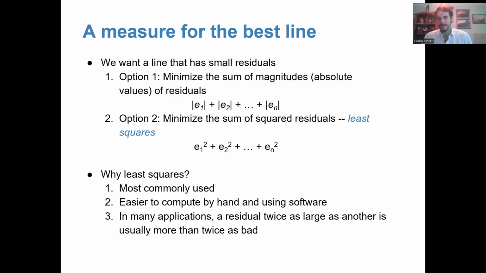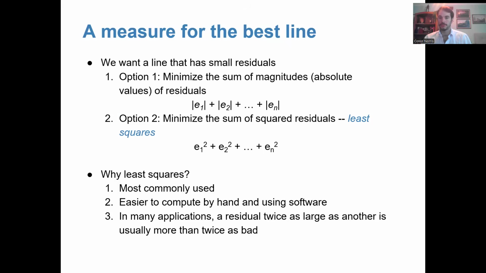When we fit a line to the data, we want one with small residuals. But how do we combine every residual into a single number? So option one is minimize the sum of the absolute values of the residuals. Option two is minimize the sum of the squared residuals. This is called least squares, and it's the approach that statisticians almost always use.